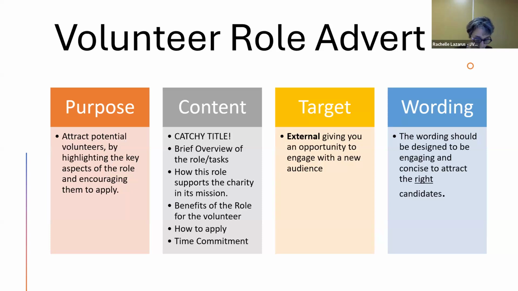Contact information is very important. Also, you need to think about where you're going to place this advert and how you're going to use social media, where is the right space for your role advert. We're going to talk about this later, but one of the things we're aware of is that different age groups look for volunteering in different spaces. So don't just think, I'm going to stick this on my website, I'm just going to stick this here. Think about the other creative ways that you can promote a role.